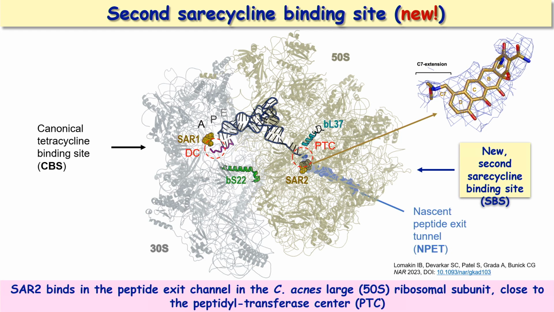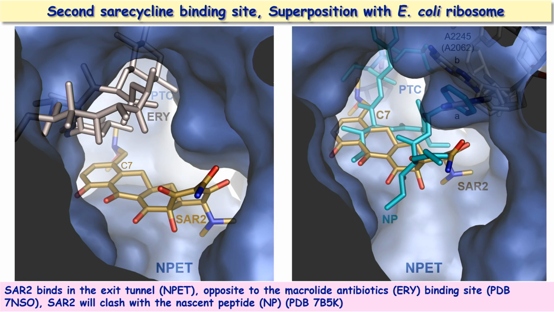This is a closer-up view. You can see sarecycline binds very close to the known macrolide class of antibiotics. In this case, it's erythromycin. Also, if we superpose the structure of the ribosome with a known peptide in the peptide exit channel, we can see that it clashes with the sarecycline there, meaning that sarecycline in this second site works as a plug, which doesn't allow protein to go through the tunnel.